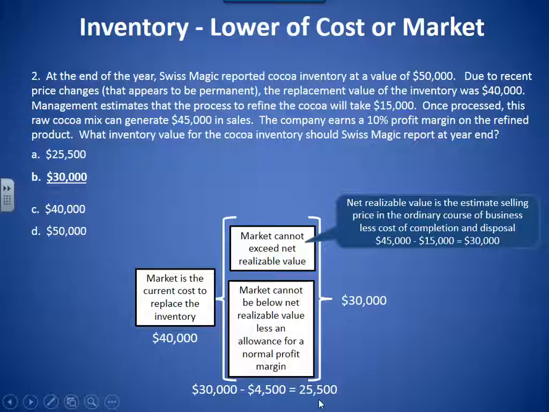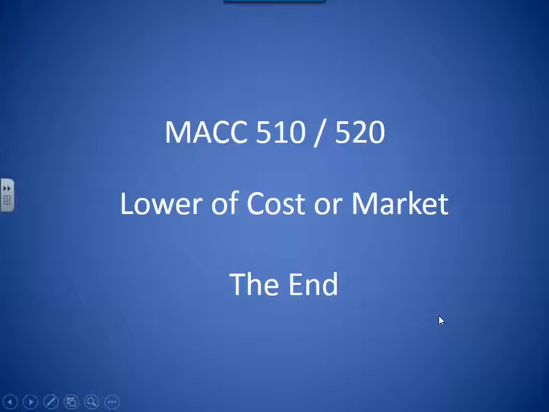So in this case, the market exceeds the ceiling amount, so we would use the ceiling amount of $30,000, and that is the answer. Okay, let's take a look at, whoops, sorry, there is no number 3, so that is it for lower of cost or market.